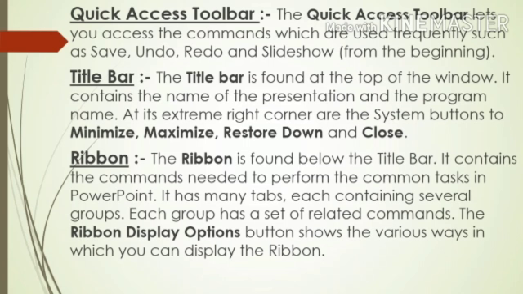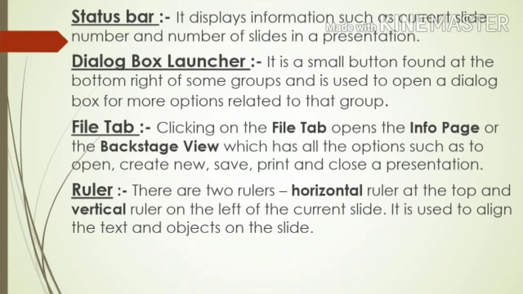Third is ribbon. The ribbon is found below the title bar. It contains the commands needed to perform the common tasks in PowerPoint. It has many tabs, each containing several groups. Each group has a set of related commands. The ribbon display option button shows the various ways in which we can display the ribbon. Fourth is status bar. It displays information such as current slide number and number of slides in a presentation.